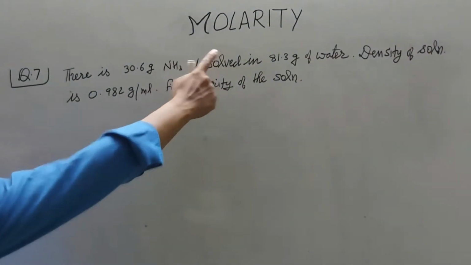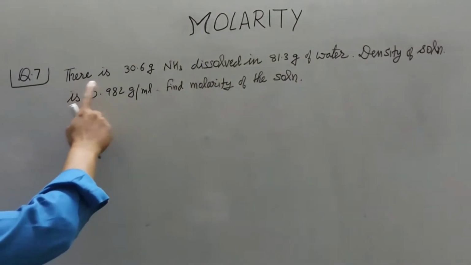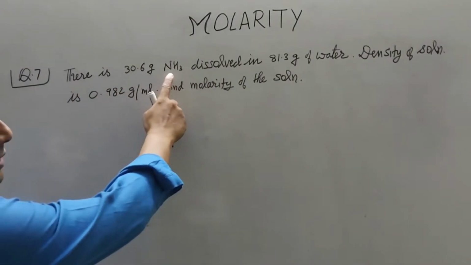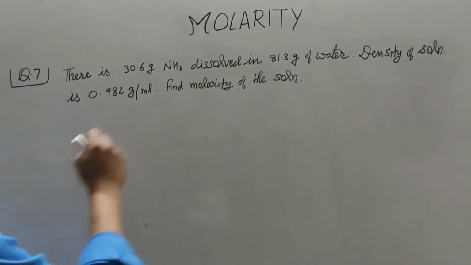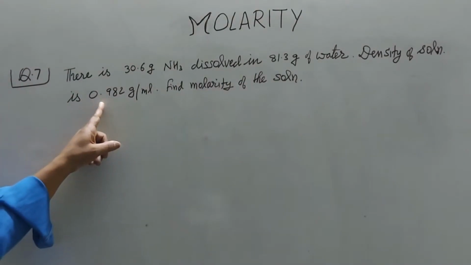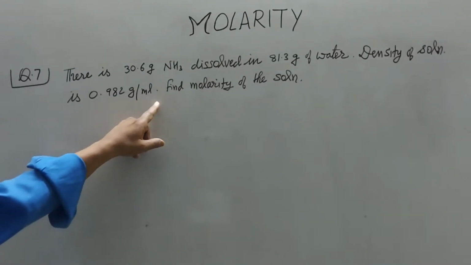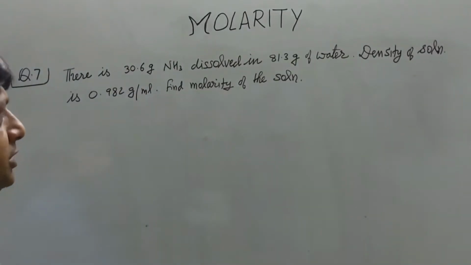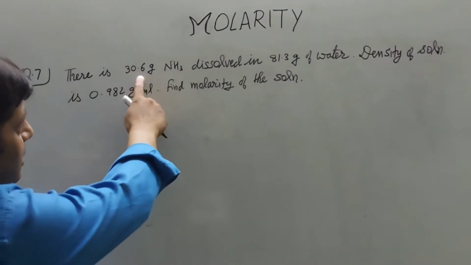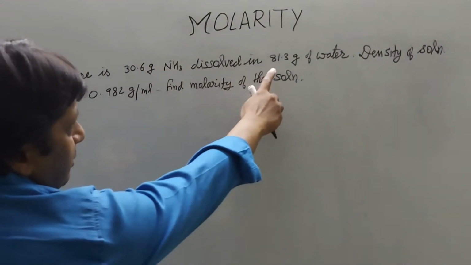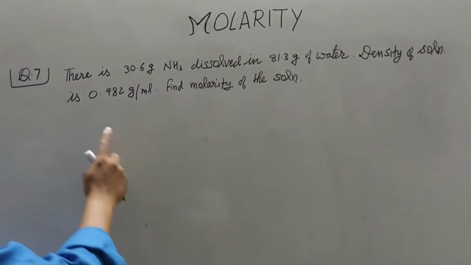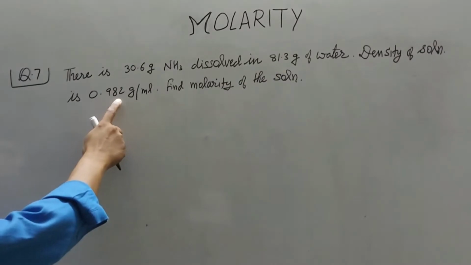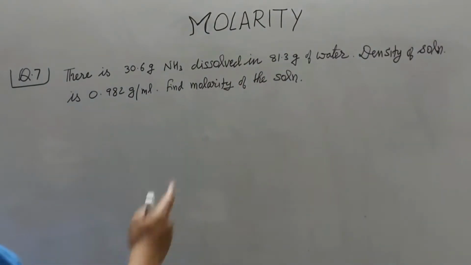The next question on molarity is: there is 30.6 gram of ammonia dissolved in 81.3 gram of water. Density of solution is given 0.982 gram per milliliter. Find molarity of the solution. Let us understand again. There is 30.6 gram ammonia and 81.3 gram of water. Both are mixed to form a solution, the density of which is 0.982 gram per milliliter. Find the molarity of the solution.